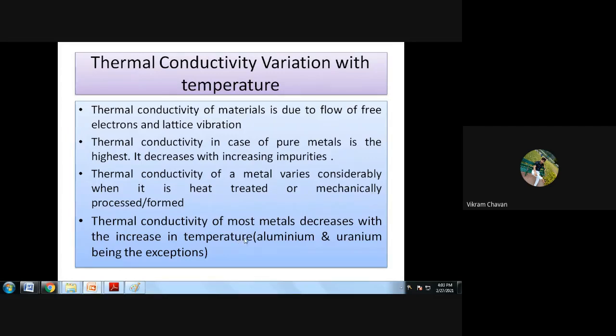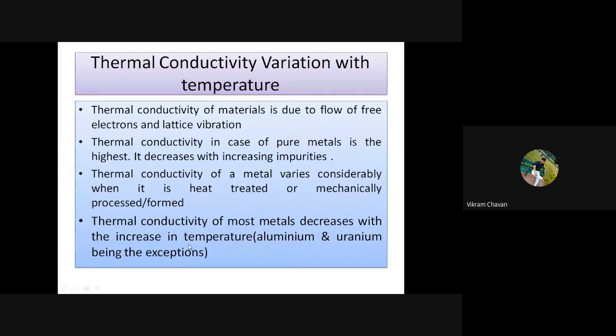So why does this happen? Because we know that there are two basic mechanisms for heat transfer in metals. One is lattice vibration, and the second one is free electrons. As the temperature goes on increasing, the molecules or lattice vibrate very rapidly, and this creates an obstacle for the flow of the free electrons. Due to that, the ability of heat transfer decreases as the temperature increases in case of a metal. So we can say that thermal conductivity of most metals decreases with increase in temperature.